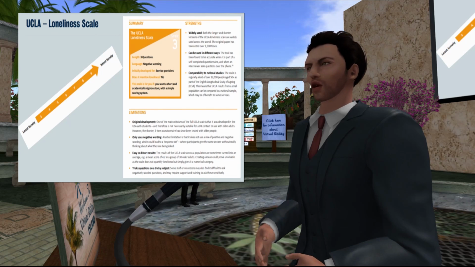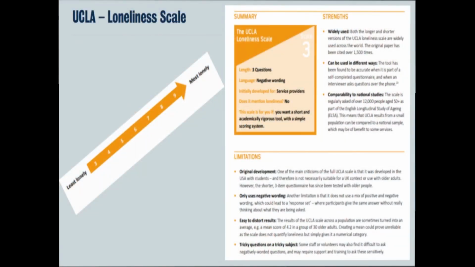The UCLA, as I discussed, has some strengths, so it is very widely used. It can be used in different ways. It is very comparable because so many places use it. But the issue is, for example, the negative wording. Sometimes you might get false positives or false negatives, and it can be quite tricky.